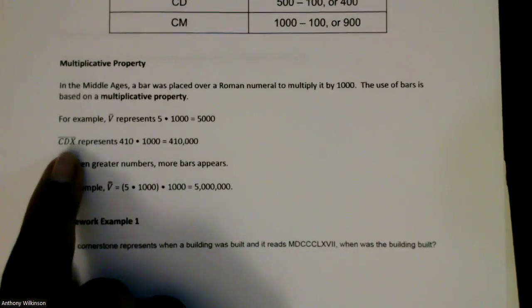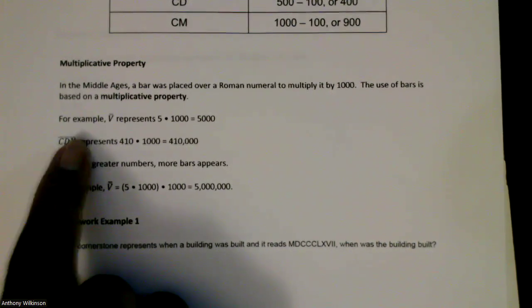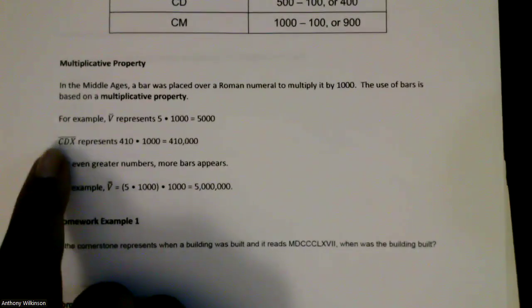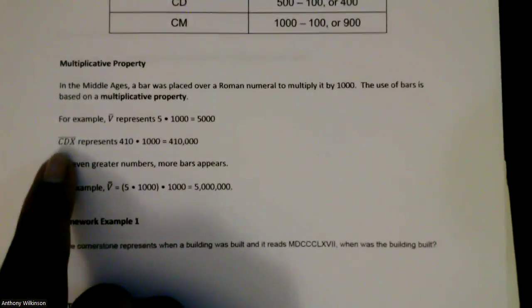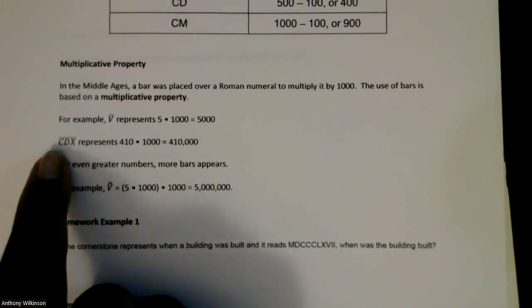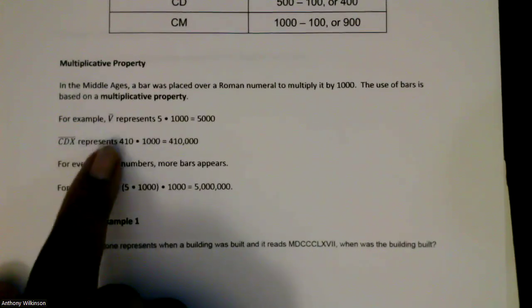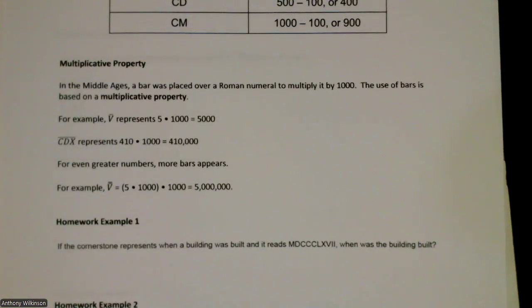Now for this one, CDX, where the C, D, and X has the bar on top, well, let's find out what CDX represents. The CD, that's 100, D is 500. So in this case, 100 from 500 would be 400, and X is a Roman numeral for 10. So CDX represents 410, but with the bar on top of it, we multiply it by 1,000 to get 410,000.